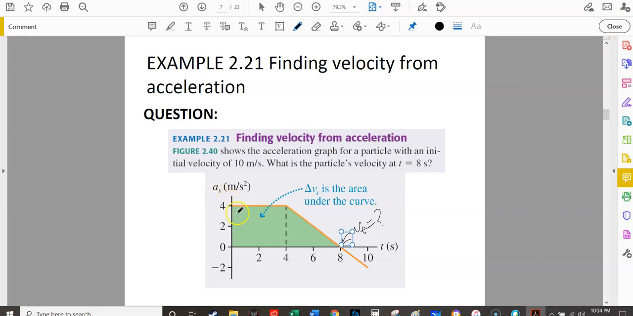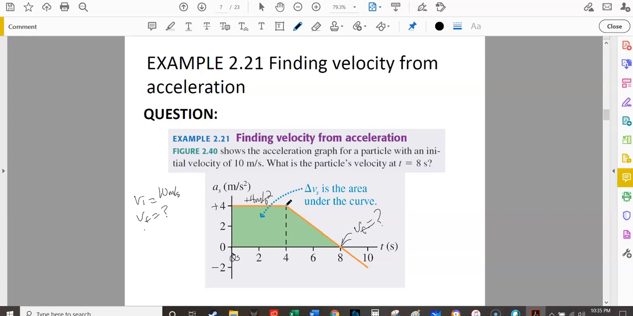Well, we know the initial velocity at the 0-second mark, VI, is equal to 10 meters per second. And the final velocity is what we're trying to solve for, over a time period of 8 seconds. But if you notice, there's two accelerations happening here. In this first part, this object has a positive 4 meters per second squared acceleration, and this is an acceleration versus time graph.